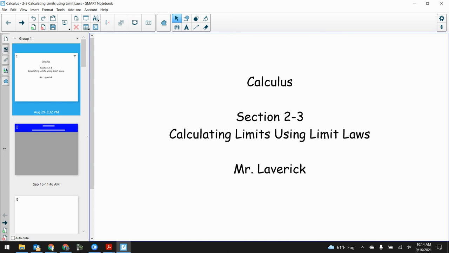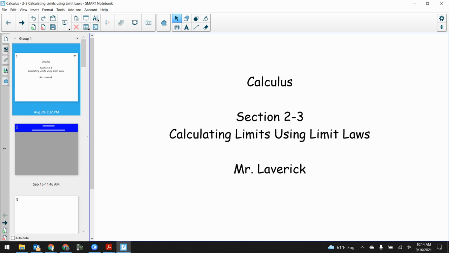So this is section 2.3. Now we get to learn the algebraic rules of calculating limits.